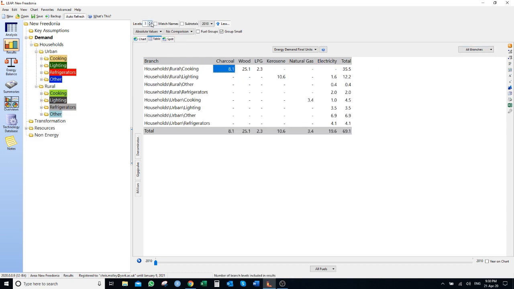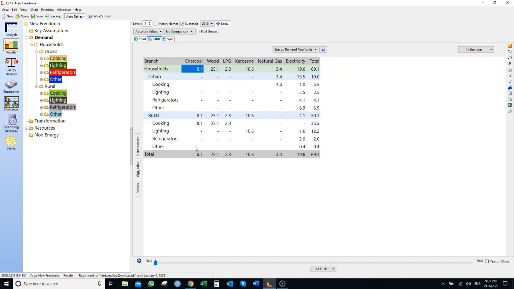And I'm going to click on Levels here to increase the number of branches to replicate the table that I have on page 15 of the guidance. We can now see the energy consumption in different sectors. If I click on subtotals, I then get it the same as in the table.